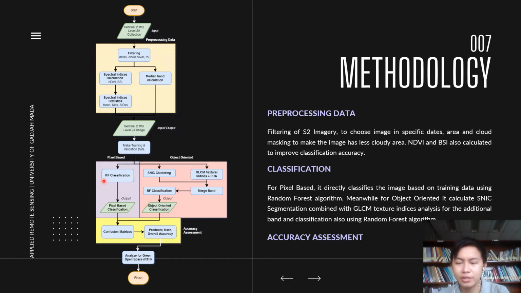Pre-processing data is a step to make sure the data is ready to classify. The next step is classification. We use two approaches here: pixel-based and object-oriented classification. Both of them need training and validation, so we make sampling to choose the training and validation dataset. Classification is done using the random forest algorithm. The last step is to do accuracy assessment to make sure the classified result is true.